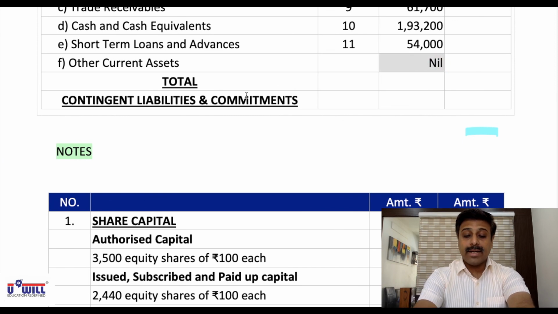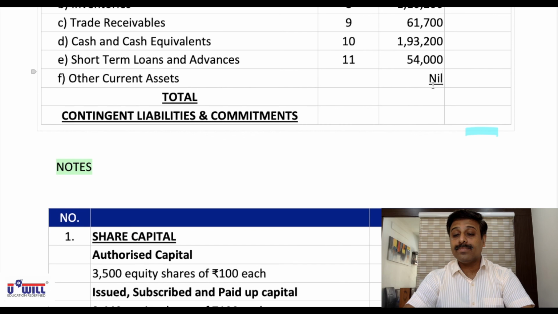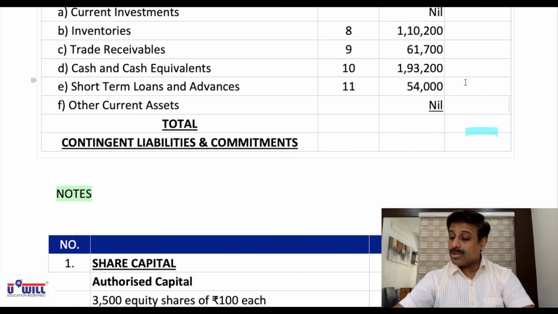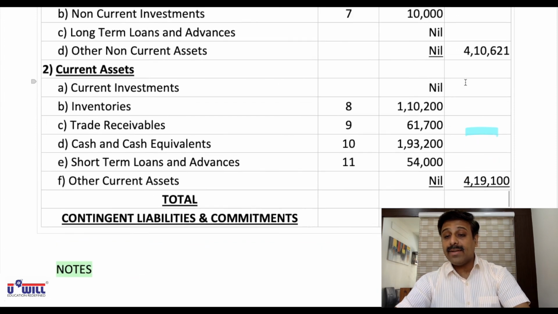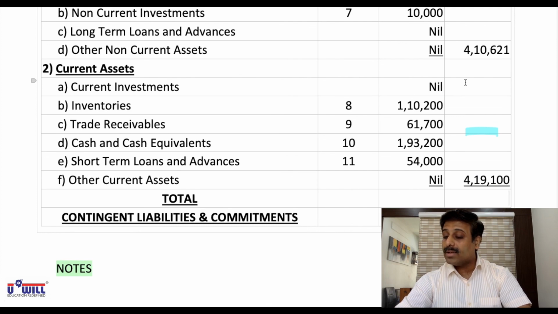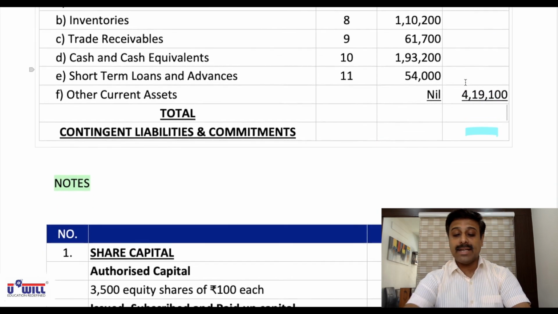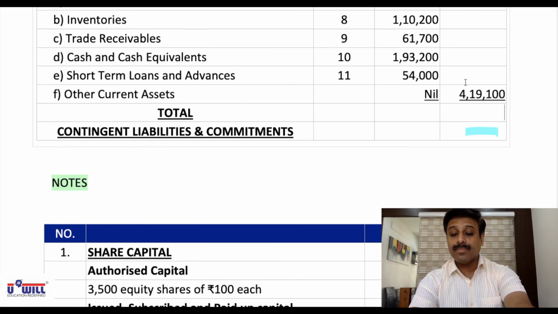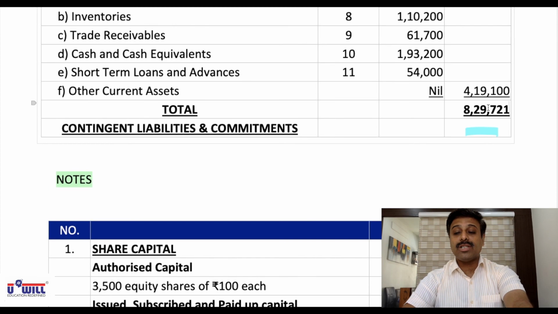So total of current assets in the outer column: 1,10,200 plus 61,700 plus 1,93,200 plus 54,000, that is 4,19,100. In that we add 410,621. So 829,721, the balance sheet gets tallied.